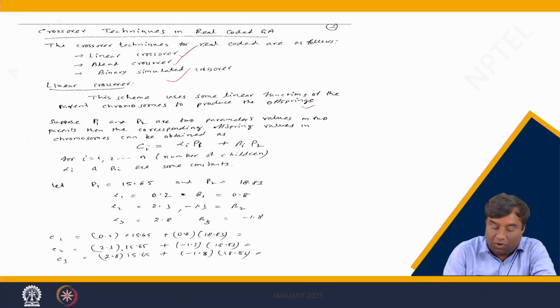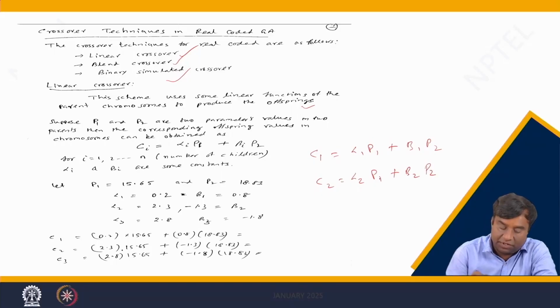Suppose P1 and P2 are two parameter values in two parents, then the corresponding offspring values in the chromosome can be obtained as: offspring C1 can be written as alpha 1 P1 plus beta 1 P2. Alpha and beta are some constants. So that is for C1. For C2, you can write alpha 2 P1 plus beta 2 P2 in this way.